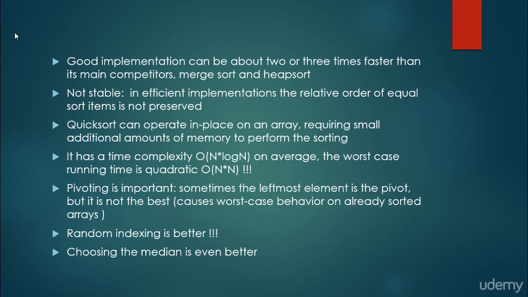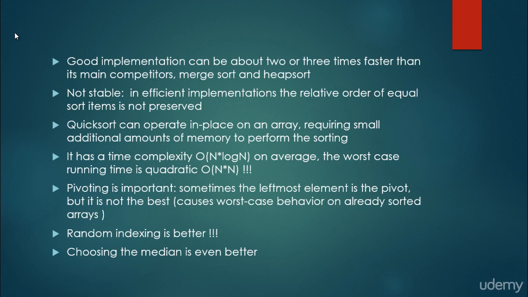If you may recall, merge sort has a linear memory complexity. That means that it does need additional memory space. On the other hand, Quicksort can be implemented without any additional space. And it has a time complexity of O(n log n) on average, but the worst case running time is quadratic, meaning O(n squared).